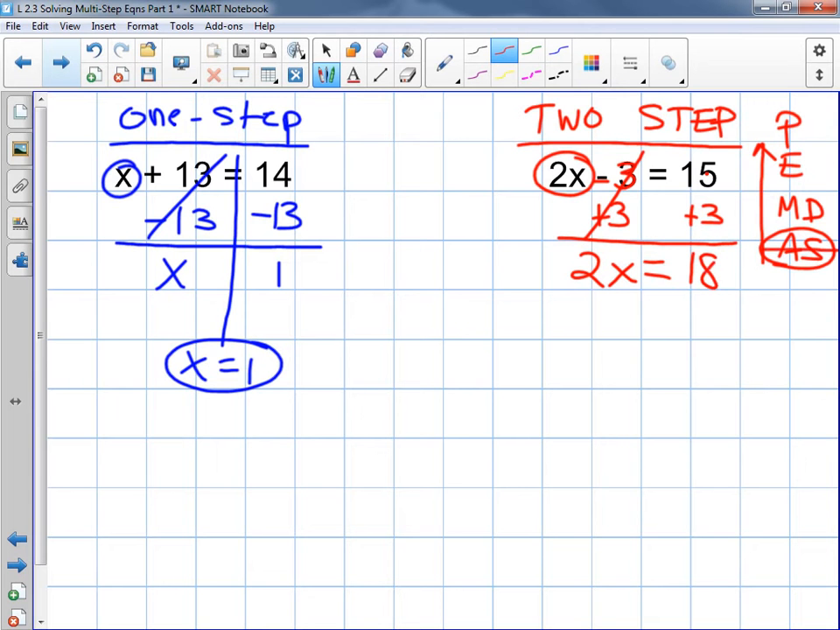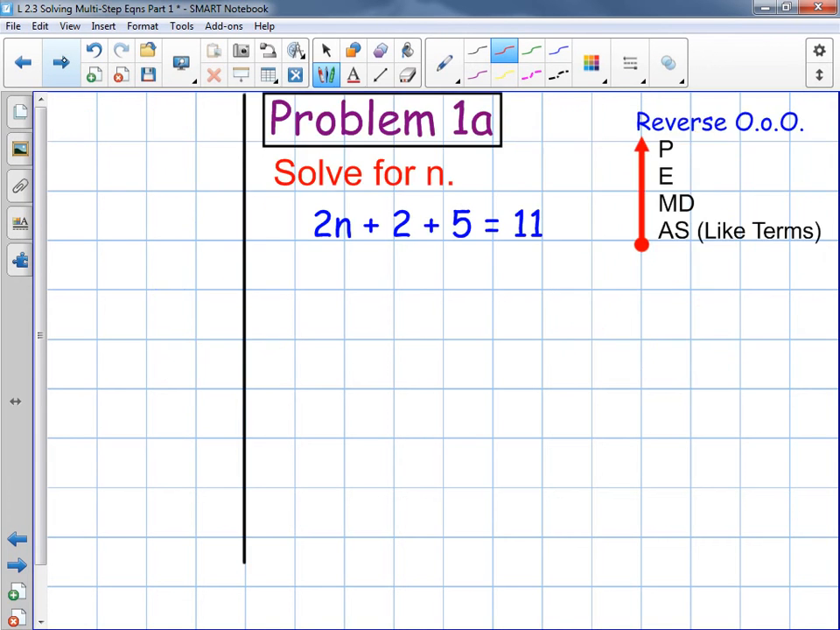And then you work your way up the order of operations, looking for multiplication or division. 2x means 2 times x. So you undo multiplication, or get rid of the multiplication, by dividing by 2. And what you do to one side, you do to the other. 2 divided by 2 cancels. You're left with x. 18 divided by 2 is 9. And there's your answer. So we started with 1 step, moved on to 2-step, and today we're going to look at multi-step equations.